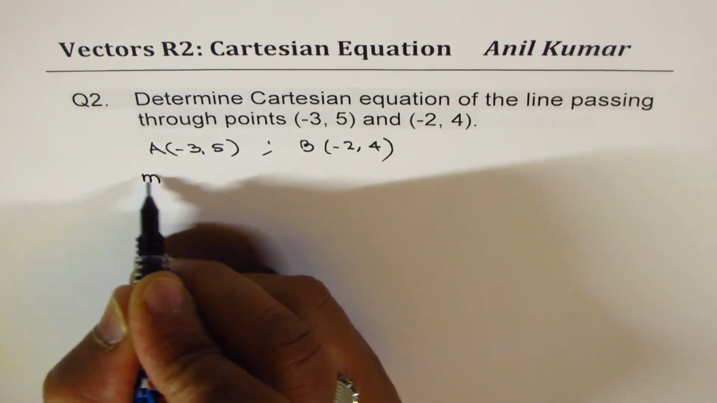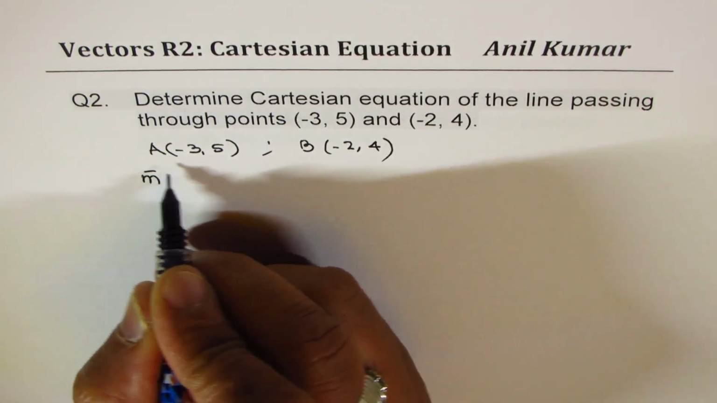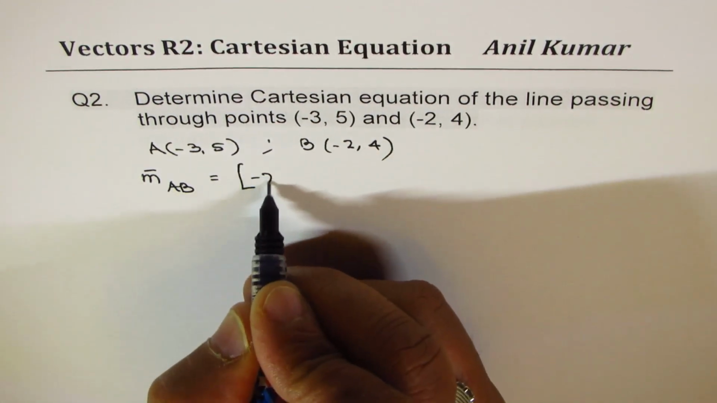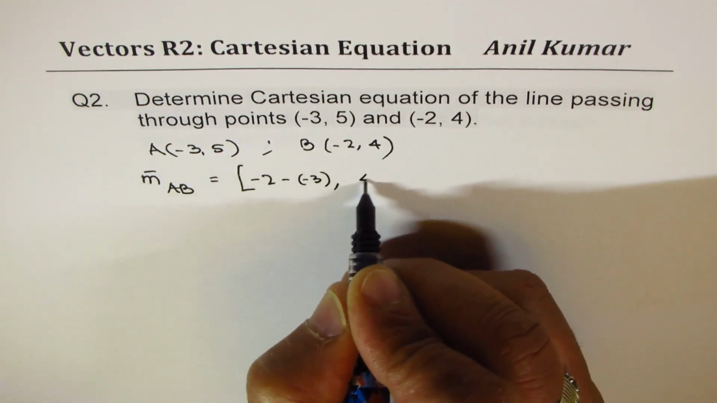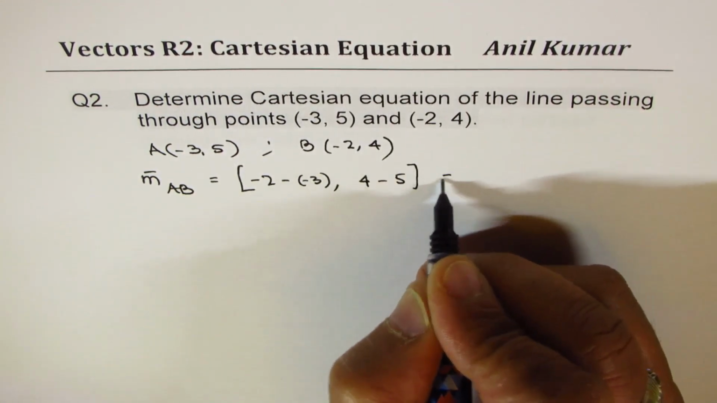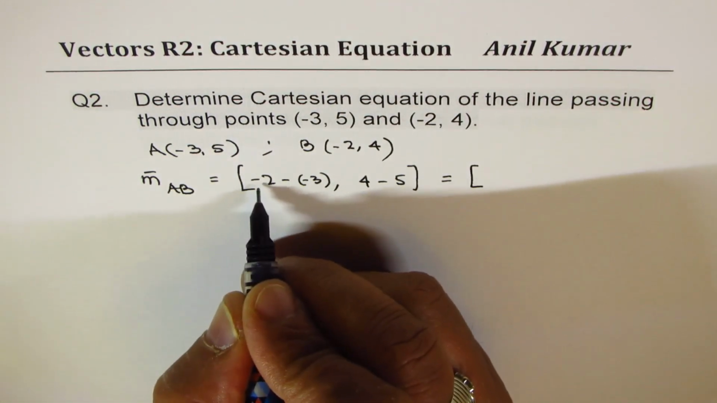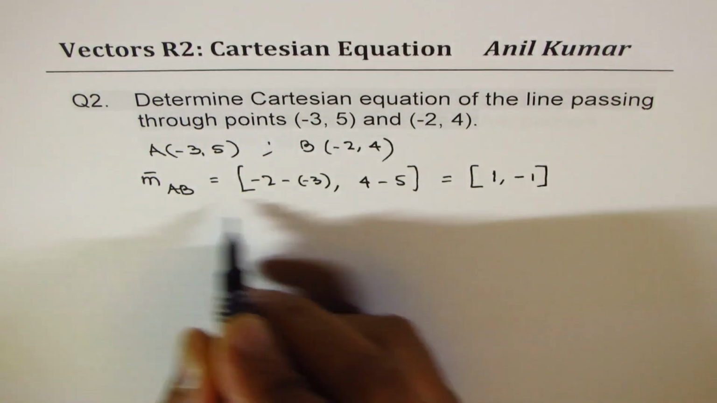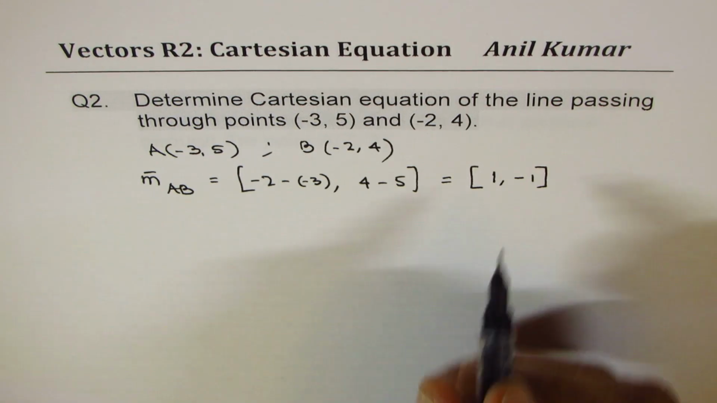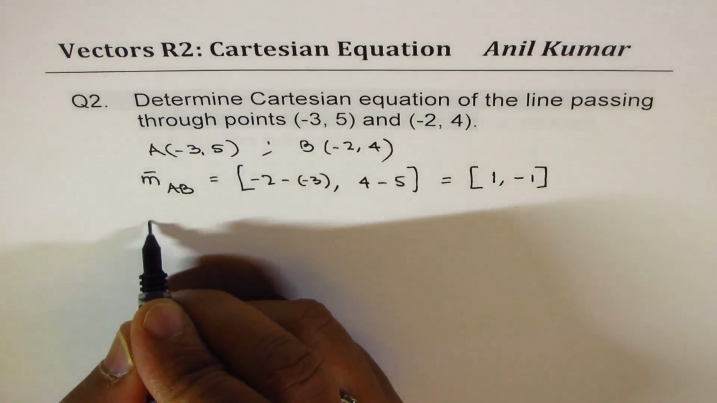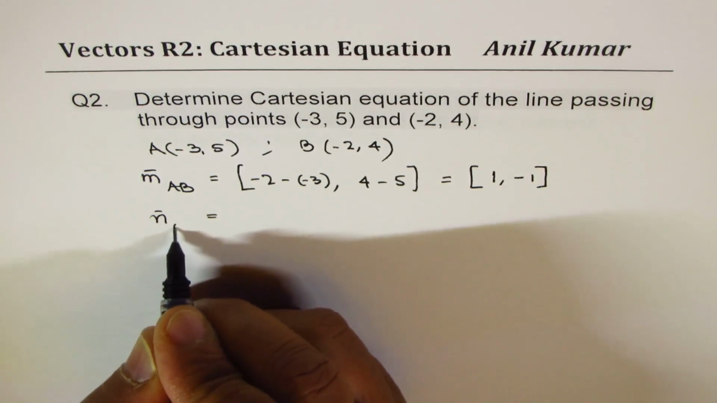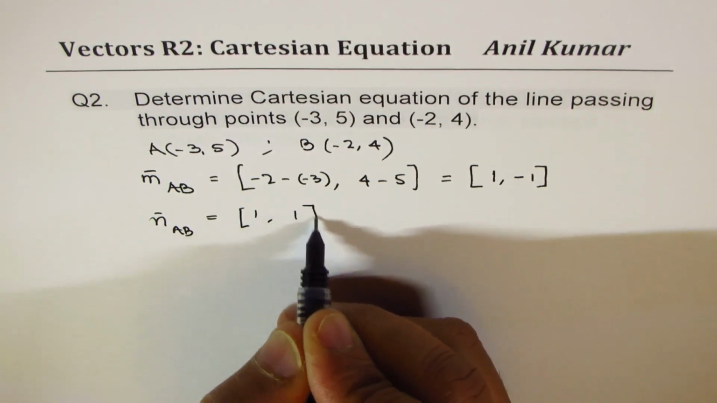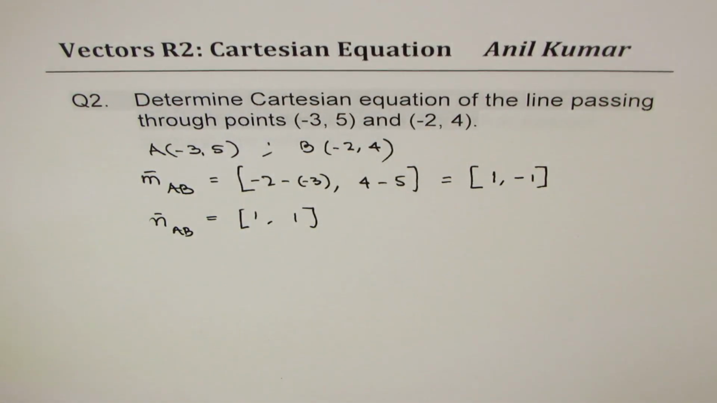What we'll do is we'll first find the direction vector, right? So the direction vector for AB is what? It will be minus 2 minus of minus 3 and 4 minus 5, correct? That is to say, it is minus 2 plus 3, which is 1, and 4 minus 5 is minus 1, correct? So the direction vector is (1, -1). If that is the direction vector, then what is the normal vector? Normal to AB will be, we have to flip this, 1, 1, change one of the signs, so it becomes just (1, 1), correct?